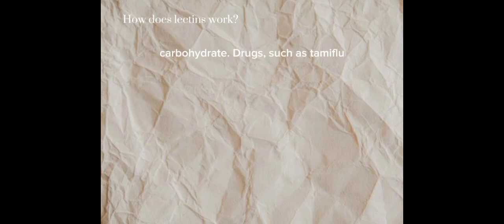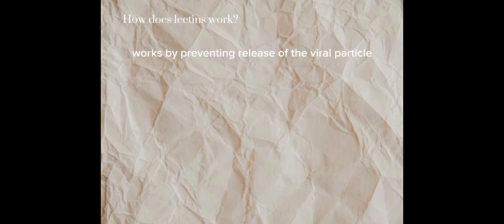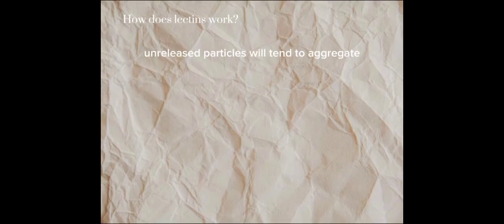Drugs such as Tamiflu that interfere with neuraminidase work by preventing release of the viral particle. Unreleased particles will tend to aggregate and not function.